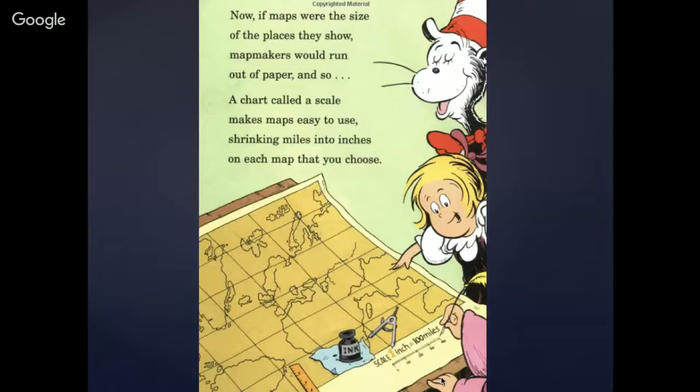Now, if maps were the size of the places they show, mapmakers would run out of paper and so on. A chart called a scale makes maps easy to use, shrinking miles into inches on each map that you choose. So it's just a cute little way for them to see the characteristics of maps and the different vocabulary words that go with them.